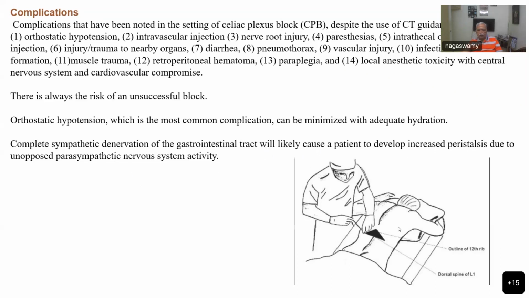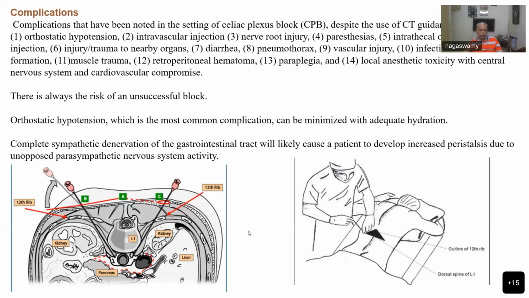So this is the position of the patient lying face down, and this is the triangle. You have to mark the dorsal spine of L1 and then the lower border of the 12th rib. When you connect all that, it becomes a triangle, and this is the needle approach. This is the L1 vertebral body, and this is the spinous process.